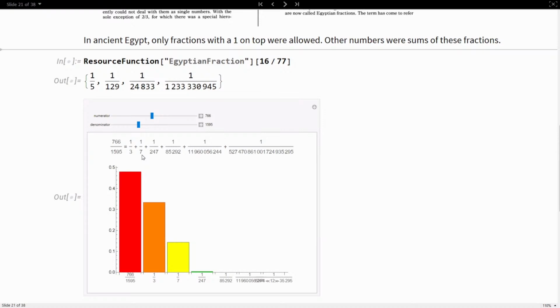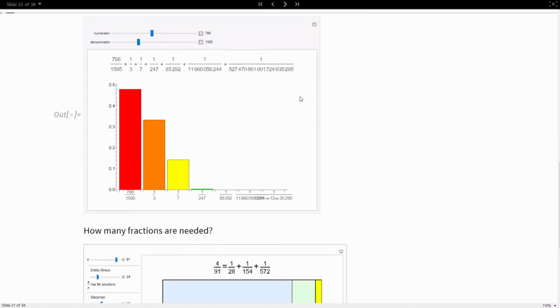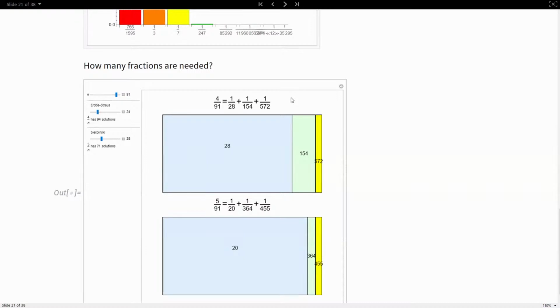That's not the optimal way of doing it. There's better ways than the greedy method, but since it can get so strange, the greedy method is often the one that gets used for Egyptian fractions.